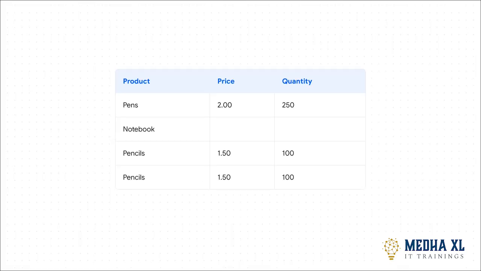Okay, so take a look at this. At a quick glance, you might think, yeah, that looks fine. But let's look a little closer. See that notebook row? The price and quantity columns are just empty. How are we supposed to figure out our total sales from that? And then check this out at the bottom. That pencils row is an exact copy of the one right above it. That one little mistake is going to completely throw off all our numbers.